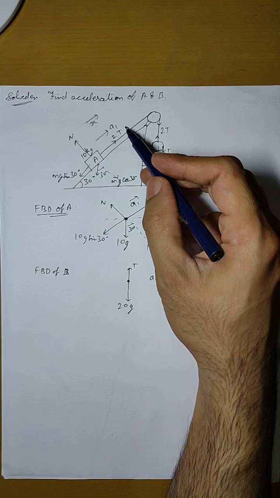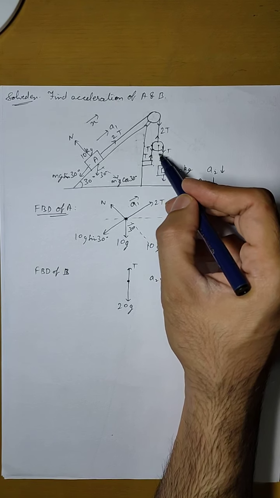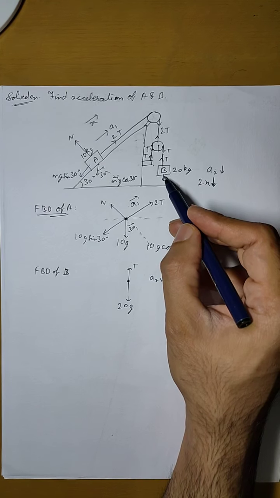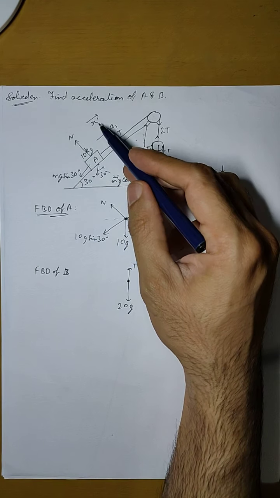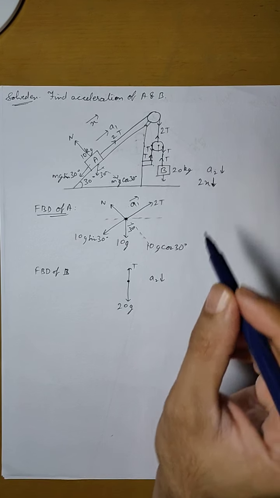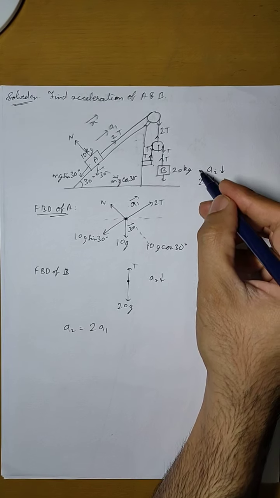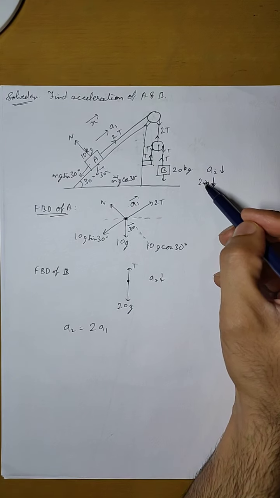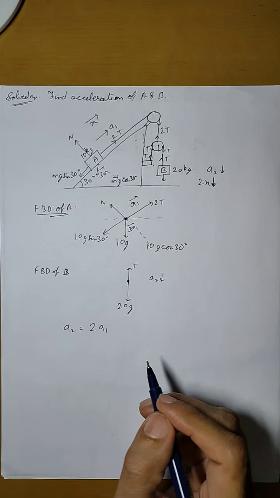A is moving up by a distance x, so this pulley will move down by a distance x. It is free and connected to two strings, so there will be a displacement x in each of the strings. So that means B is going to move down by a displacement of 2x. Now the time taken for x displacement is the same as the time taken for 2x displacement. That means a2 should be twice of a1. The acceleration of B in downward direction should be double the acceleration of A, because B is covering double the distance than A in the same time. So we have this relation.